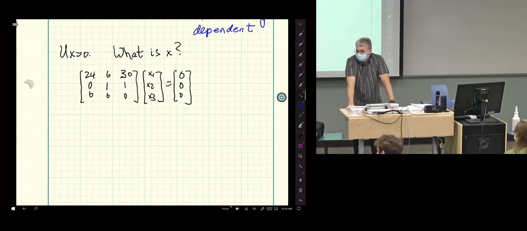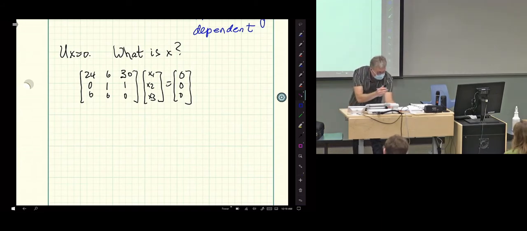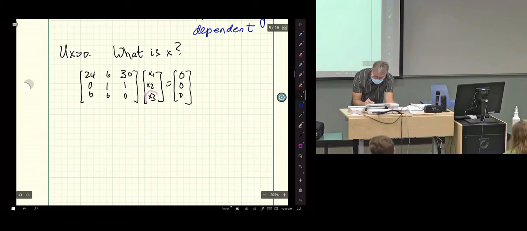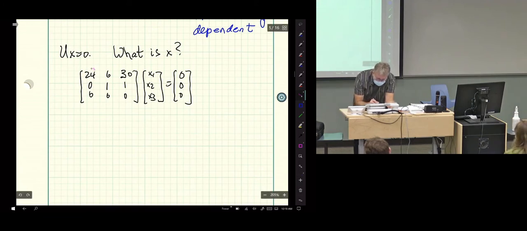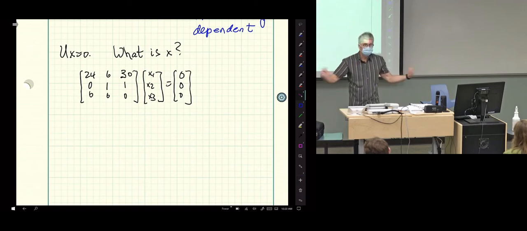Anybody got one? Any value. Yeah. So how about X3 equals 1? Pretty good choice? Okay, so this is how it goes. I'll write it down a little bit more, but X3 is free. This equation says X2 plus X3 equals 0. So what is X2 then? Minus 1 if I chose X3 as 1. And then this equation says that 24 X1 plus 6 times X2 plus 30 times X3 equals 0. So it's a triangular system, and it's trivial to start at the bottom and work your way up, okay?